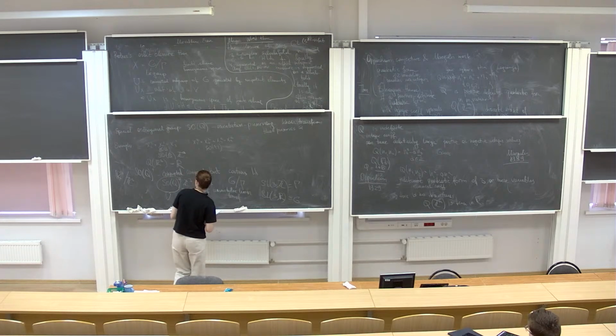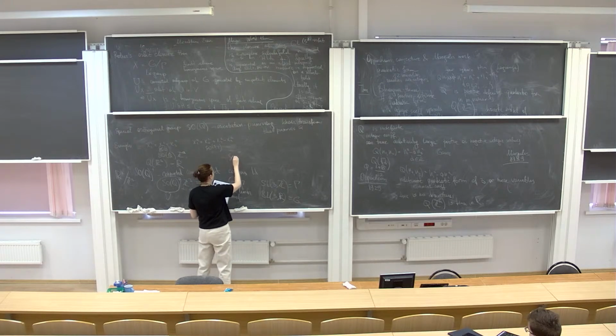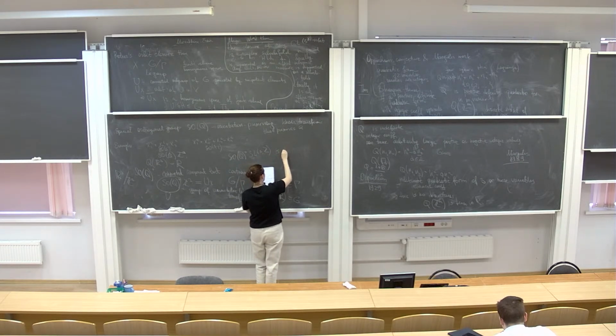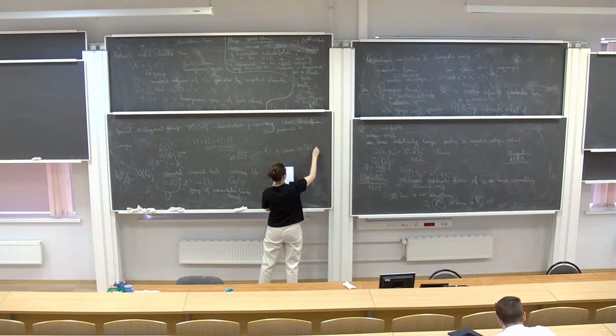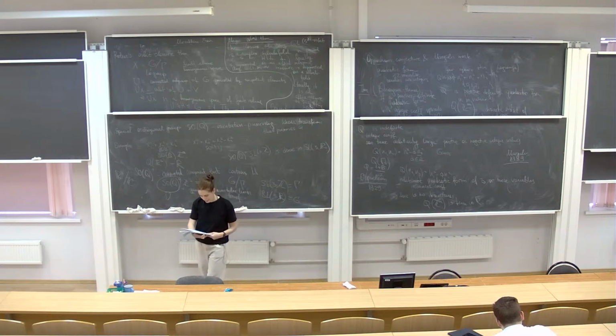So now, if Ux is dense in X, then it implies that the set of matrices that would look as SOQ plus SL3Z is dense in SL3R, right? That's what Ratner gave us.